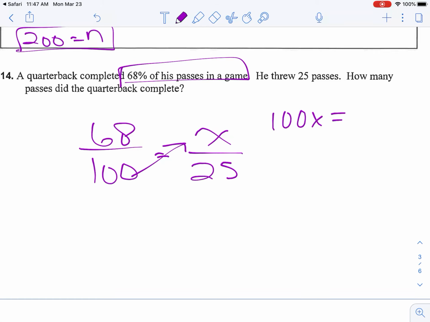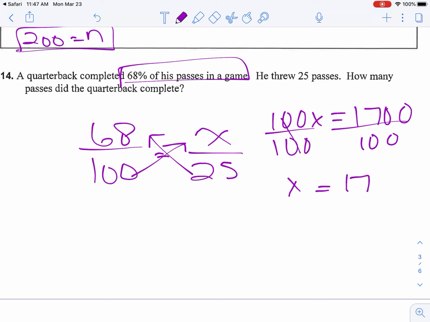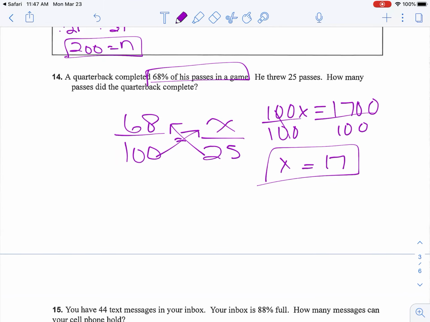100 times x is 100x. 68 times 25 is 1,700, and we'll divide by 100 to get that x by itself. So x is 17. He completed 17 out of the 25 passes. Always check your work. I'm going to do 17 divided by 25 in my calculator. It says 0.68, which is 68%.